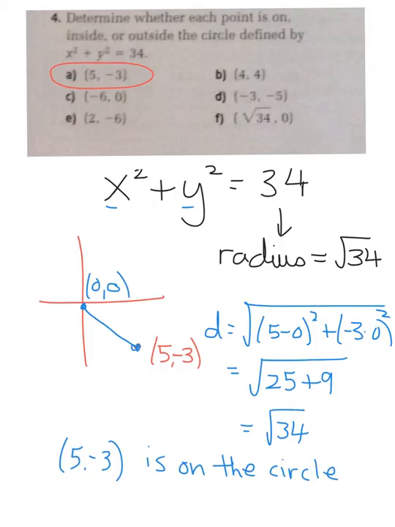If the answer was less than root 34, say root 32, root 31, root 30, it would be inside the circle. If the answer was greater than root 35, root 37, root 38, etc., then it would be outside the circle. So we have questions 5, 6, and 7 here.